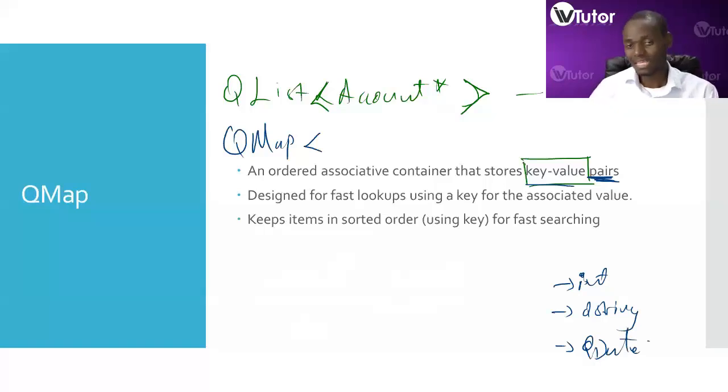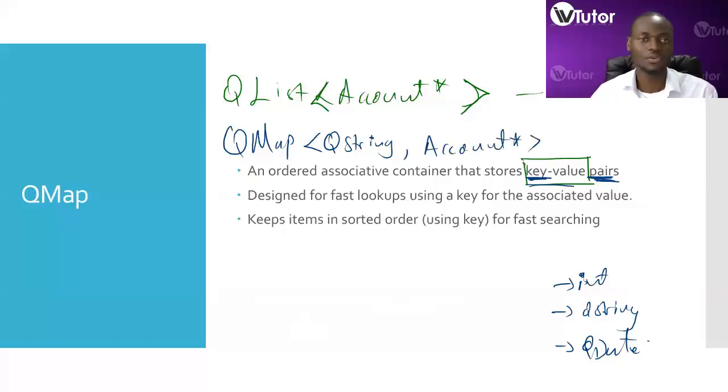So I can say if I want to store accounts, how do I want to uniquely identify each account? I can say, well, let's use the account number, which is a QString, which means each item in a QMap is going to be composed of a key, which is a QString, and a value, which is the actual account pointer. So my QMap would be like that. So you see that I am still storing accounts, but only that I am using a string as a key and then the actual account is the value.